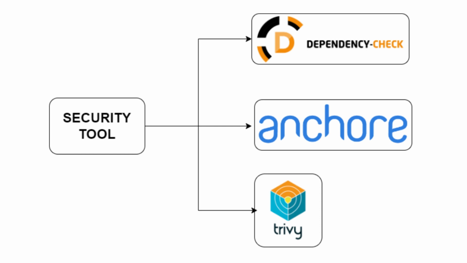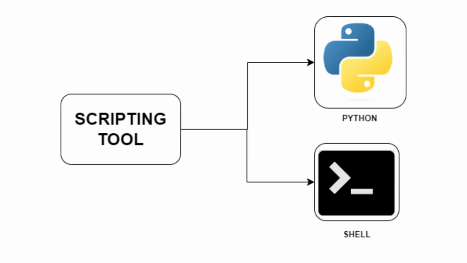Next we have scripting tools. For the people who say that there is no coding in DevOps, in case you are working with proper DevOps, then you should definitely know at least one scripting tool. Either you can work with Python script or shell script.